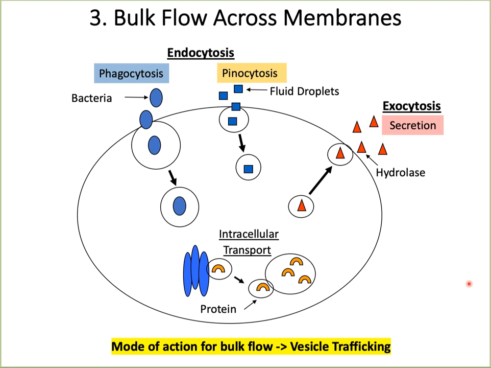So all bulk flow is mediated by vesicle budding and fusion. So vesicles will bud from one membrane, move to the other membrane, fuse with that membrane, and release their content. This is true for phagocytosis and pinocytosis, where the vesicles bud from the plasma membrane and move into the cell. It is true for secretion, where the vesicles form inside the cell and fuse with the plasma membrane, and it is true for intracellular transport, where the membrane of one organelle fuses with the membrane of another organelle.